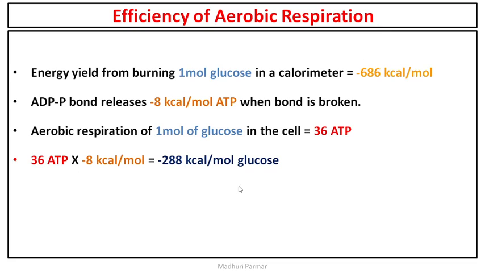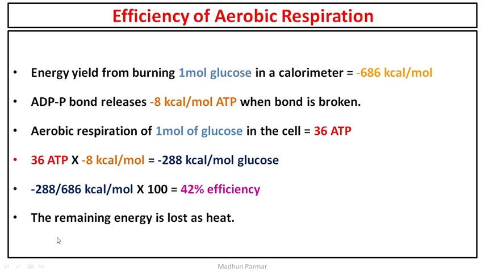So 288 kilocalories you are getting per mole of glucose by aerobic respiration. Now originally how much you should get? You should get 686, but you're getting only 288, right? So what is the efficiency? 288, which is the actual energy you are getting, divided by the original energy you should get from 1 molecule of glucose. 288 divided by 686 and multiplied by 100, because you want to find out percentage efficiency. When you put these numbers into the calculator, you will find out it is only 42% efficient.